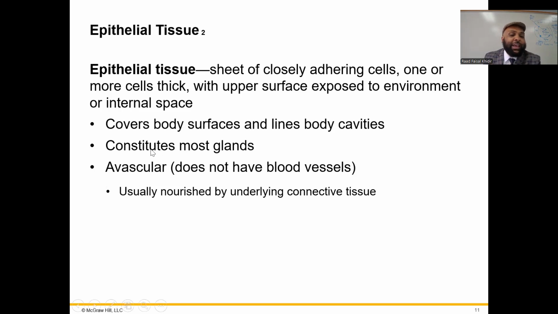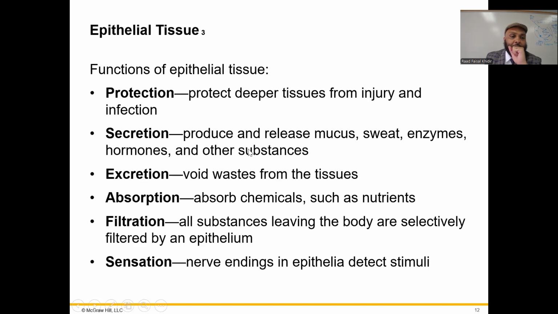And this epithelial tissue is avascular. It does not have blood vessels, and is usually nourished by the underlying connective tissue. So the underlying connective tissue is the one that receives, on behalf of this epithelial tissue, all the nutrients and the oxygen. What are the functions of the epithelial tissue? That's something very important to have in mind. Number one, the epithelial tissue is part of our innate immunity. That is our natural immunity. Our innate immunity is comprised of this epithelial barrier, like a fence. This epithelial tissue protects the deeper tissues from injury.